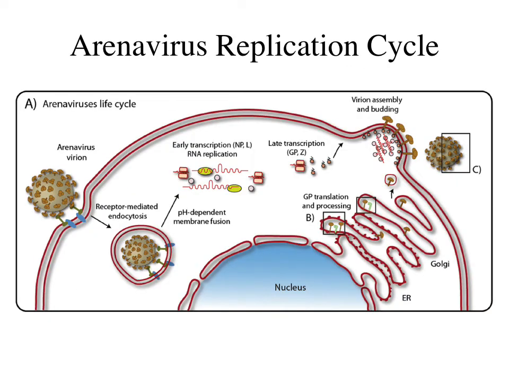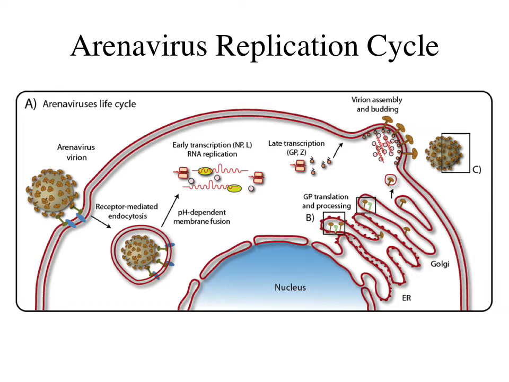So here's the entire replication cycle. Virus attaches to host receptors through GP glycoprotein and is brought in by endocytosis into vesicles in the host cell. Fusion of the virus membrane with the vesicle membrane occurs. The ribonucleic capsid is released into the cytoplasm.